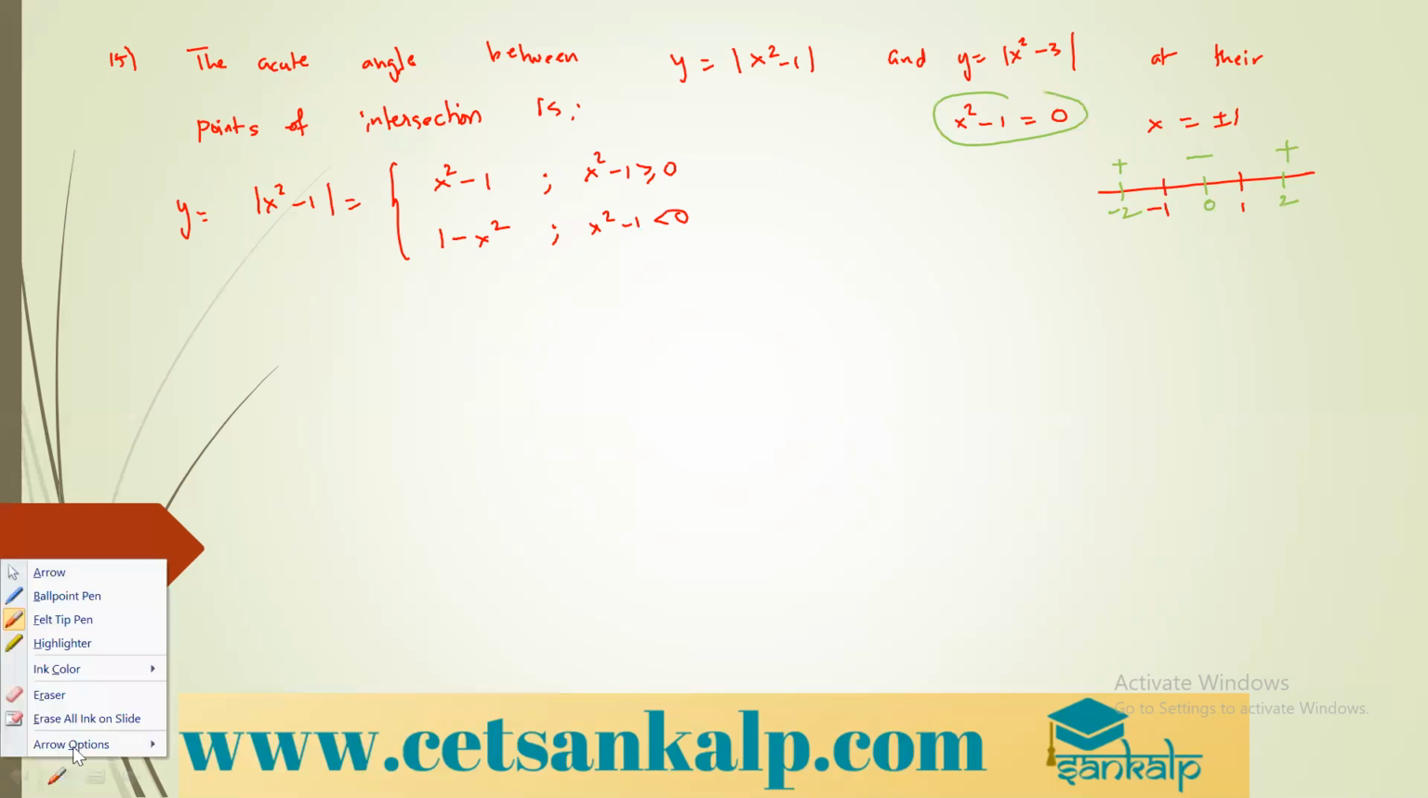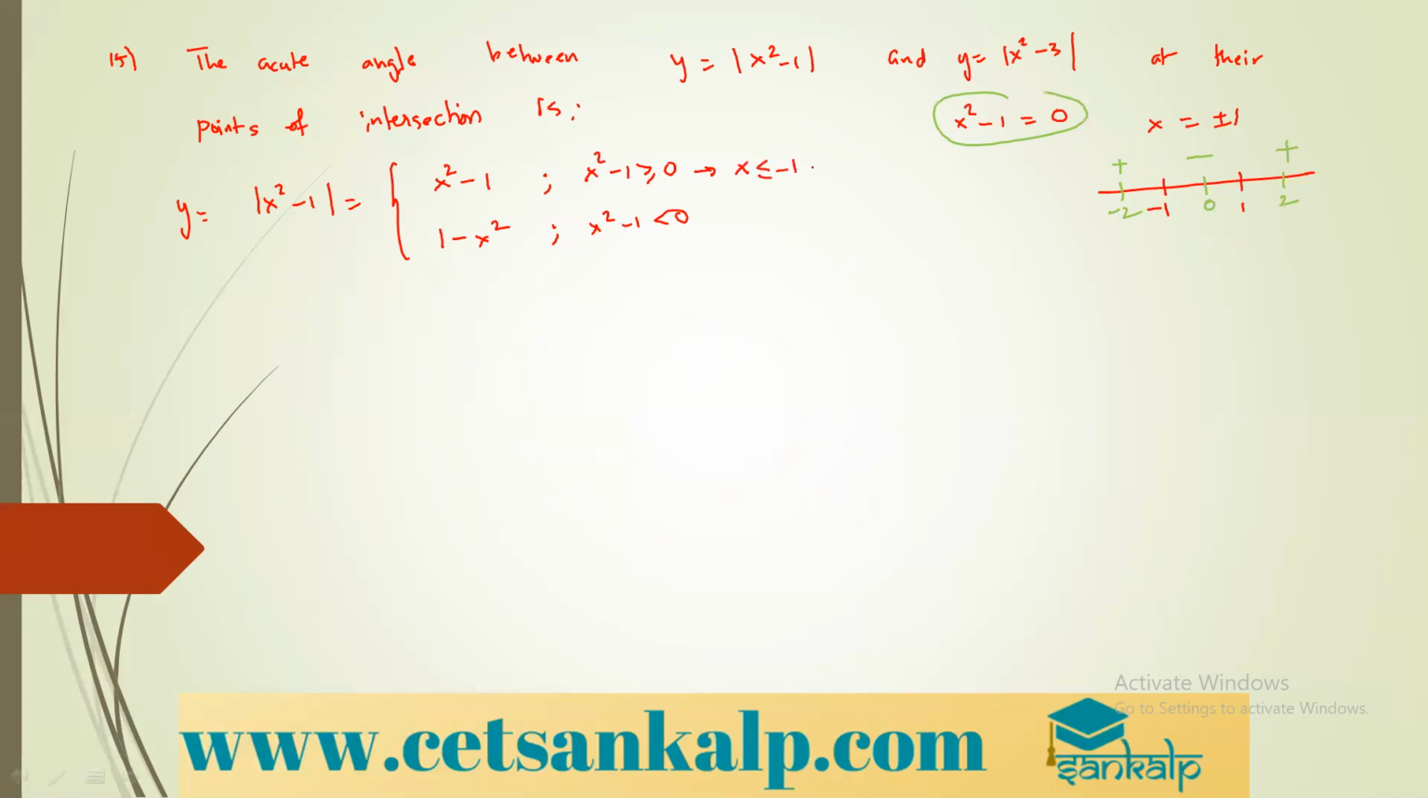That means when I want to write the piecewise function, this x square minus 1 will be positive for x less than or equal to minus 1, x greater than or equal to 1. And x square minus 1 will be negative when x is between minus 1 and 1, the piecewise function. This is how I can write.